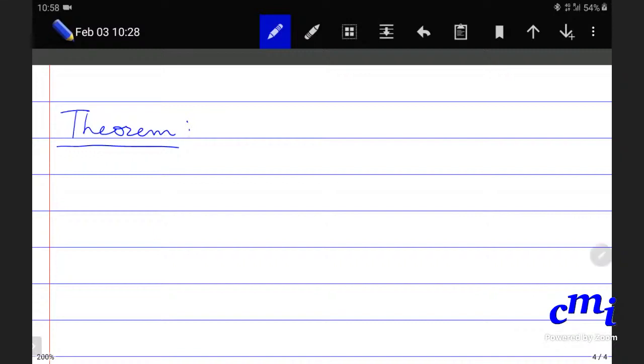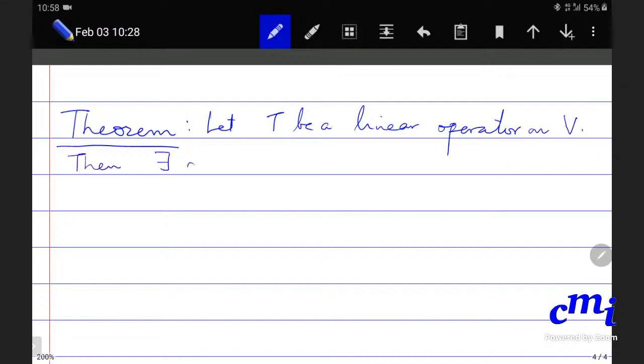So, theorem. Let T be a linear operator on V, finite dimensional. Then there exists a basis B with respect to which T is given by a matrix in Jordan form.